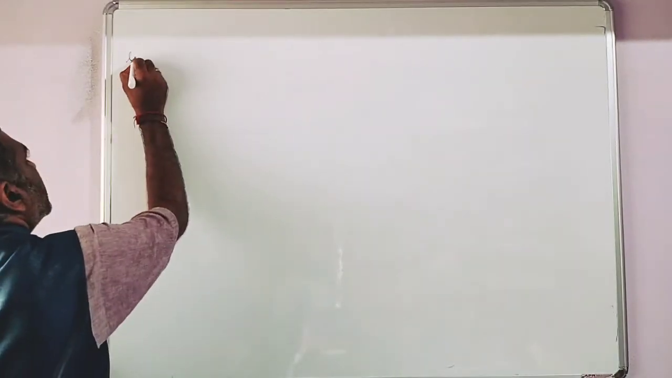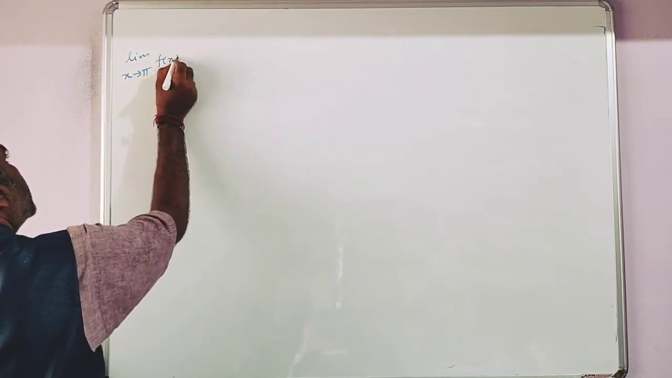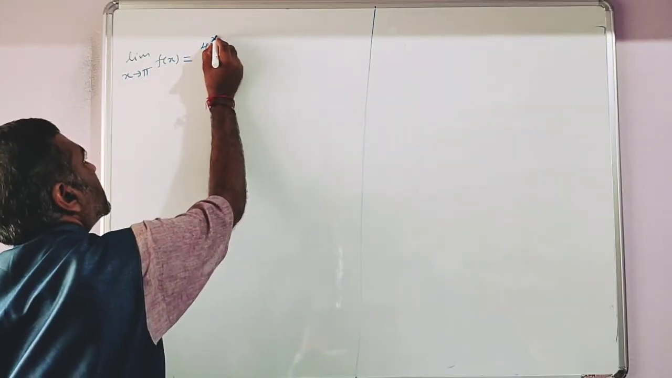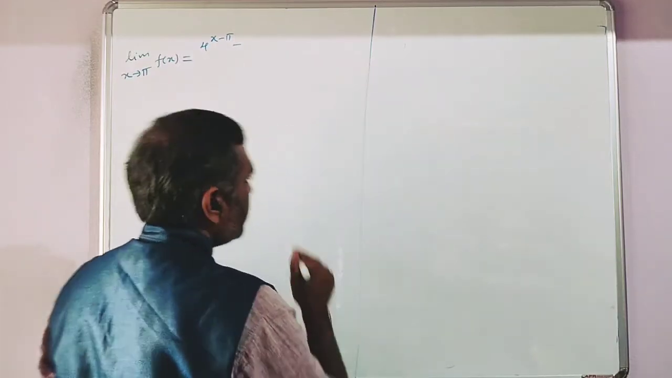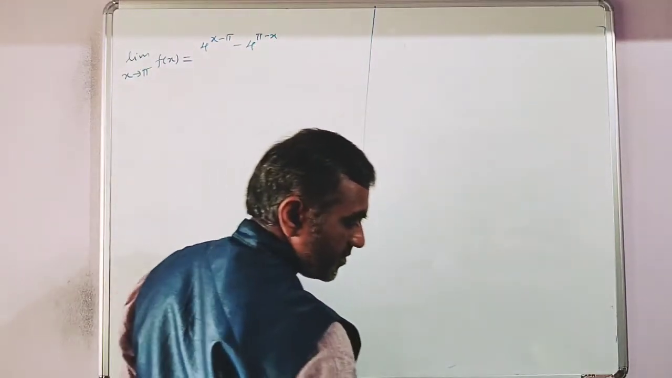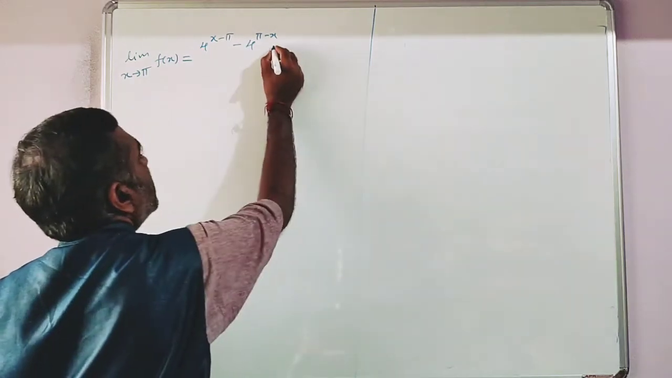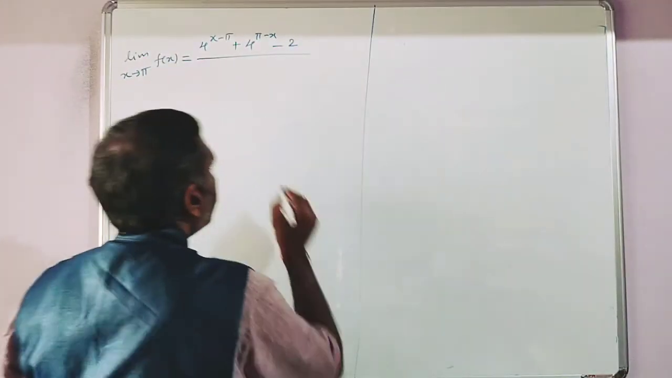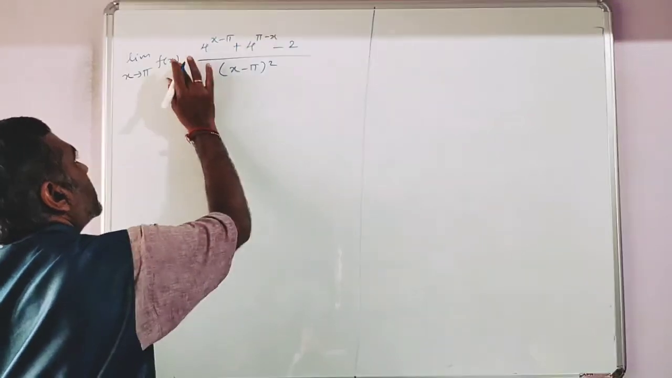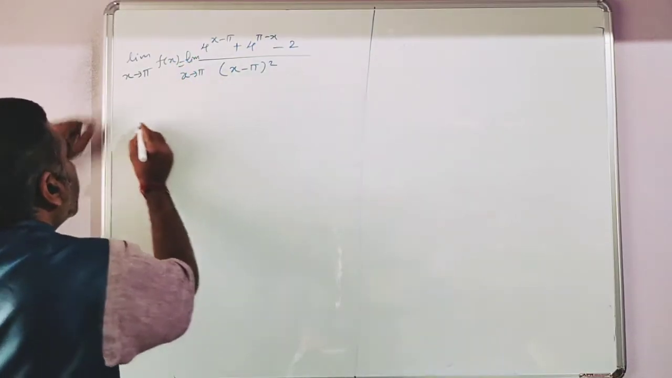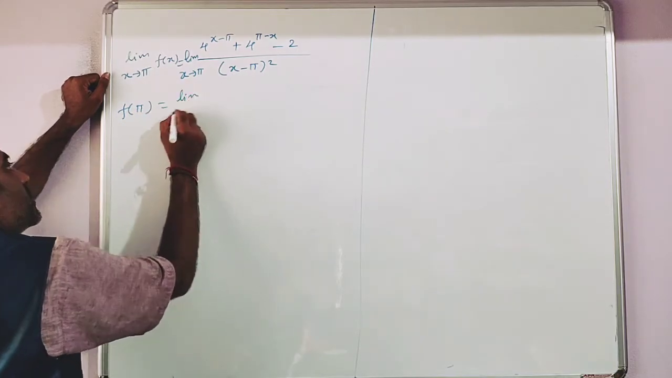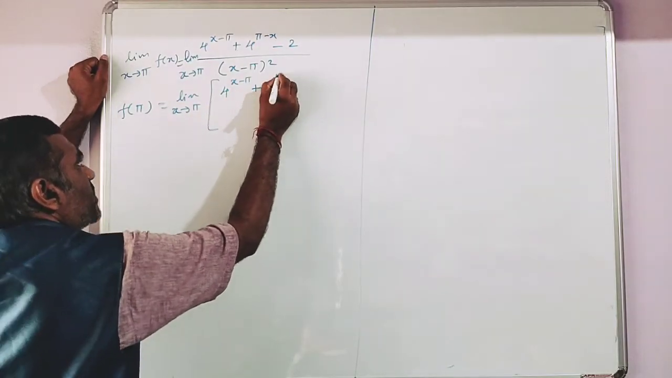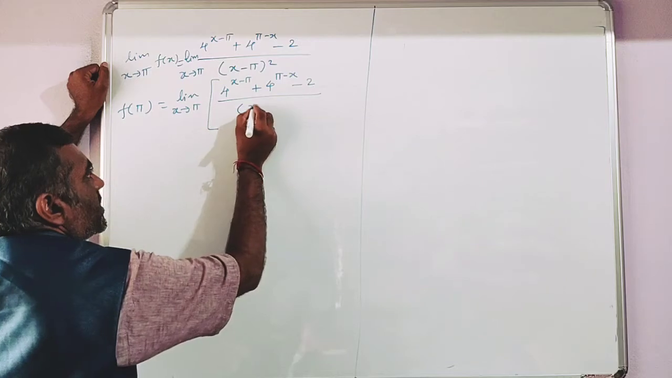Limit as x tends to pi. f of x is equal to 4 raised to x minus pi plus 4 raised to pi minus x minus 2, whole divided by x minus pi whole bracket square. Here f of pi is equal to limit as x tends to pi of 4 raised to x minus pi plus 4 raised to pi minus x minus 2, whole divided by x minus pi whole bracket square.